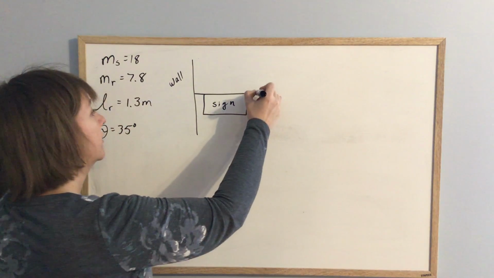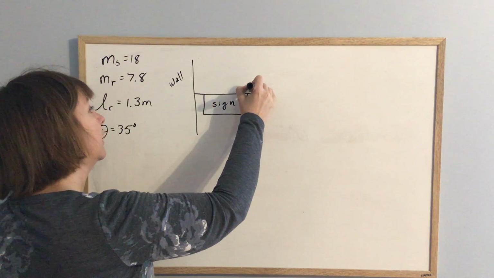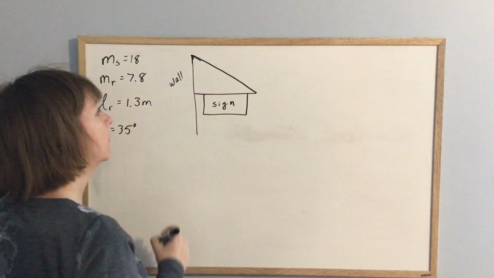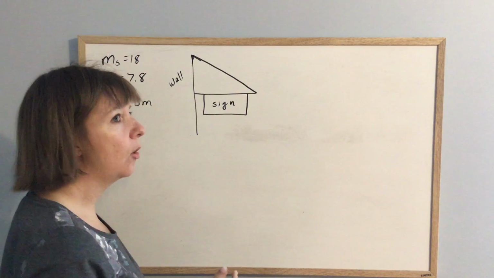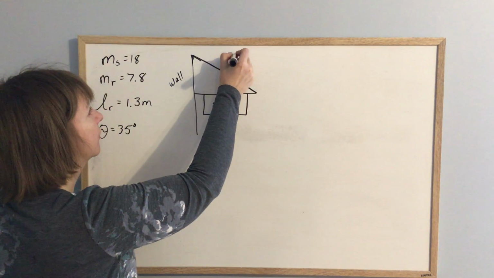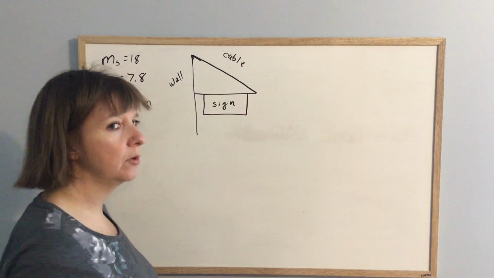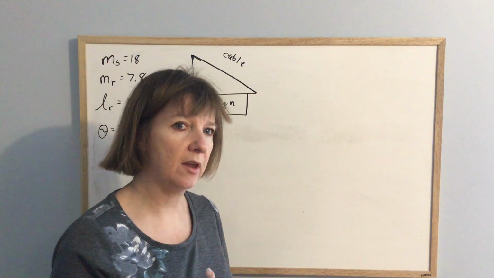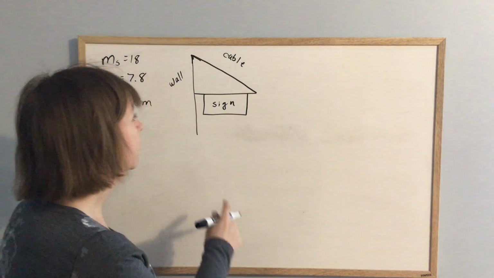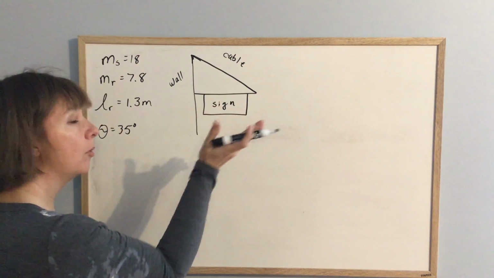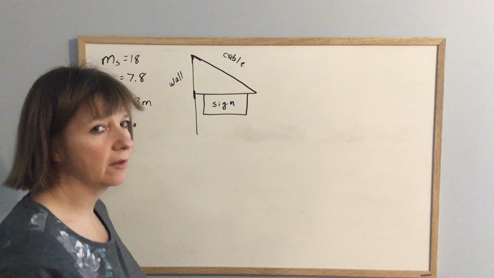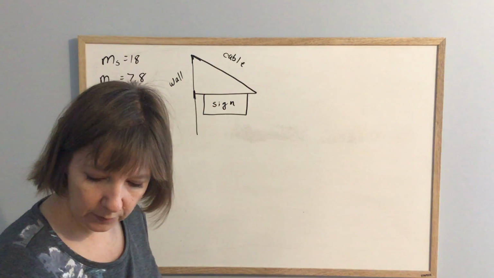And it says there is a cable attached to the end of the rod, and the other end is attached to the wall, so it makes a right angle triangle. This is a cable, and what it's doing is helping to hold up that sign. It's helping to take some of the support, because the other place supporting this sign is here where it is attached to the wall.